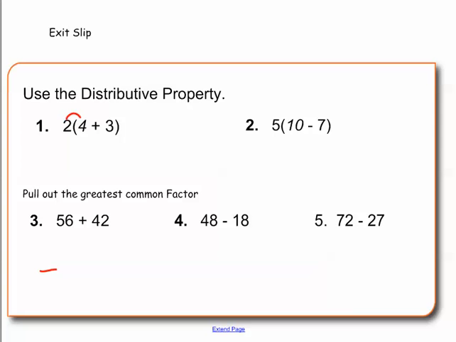You're going to pull out your common factor there, okay, your greatest common factor. So pull them out. Okay, oops, that looks bad. Do you understand what I'm saying here? So you're going to pull out your factor. So you should find a number that goes here, here, and here.